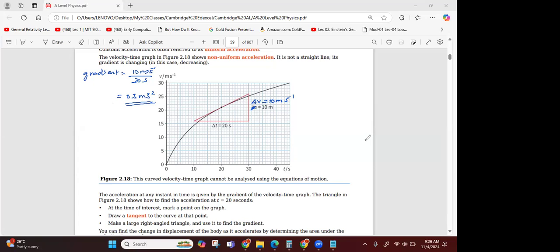So now we know the gradient is acceleration, therefore the acceleration of the object at t equals 20 seconds is 0.5 meters per second squared. So we have to give that particular time. At this instant, the acceleration is 0.5 meters per second squared, because you can see every second the acceleration will change. It's not constant, it is non-uniform acceleration. Okay.